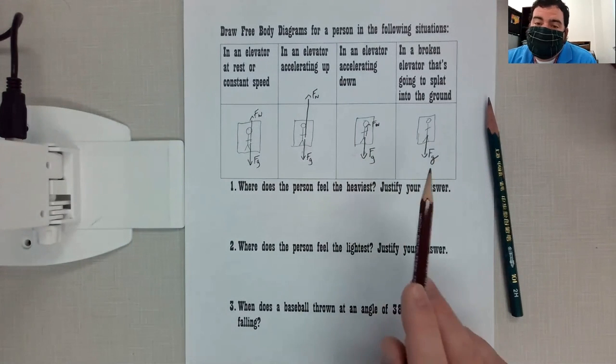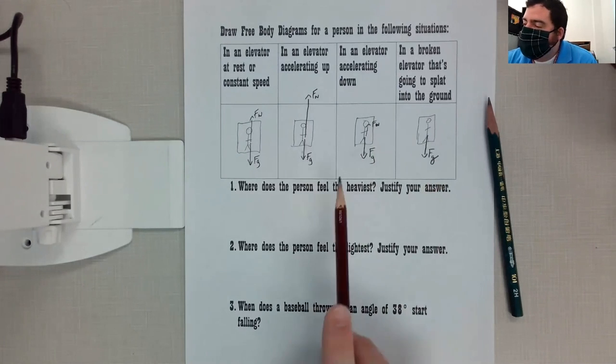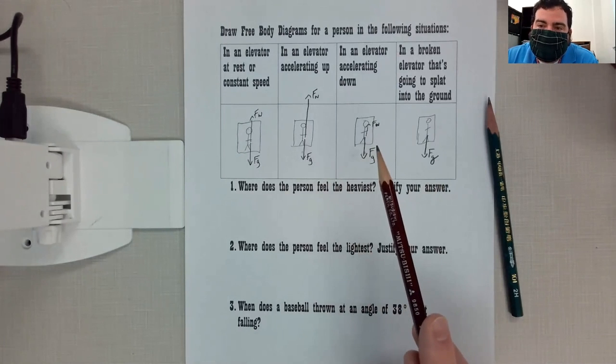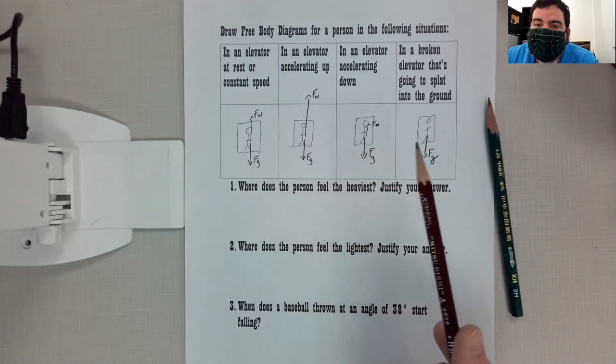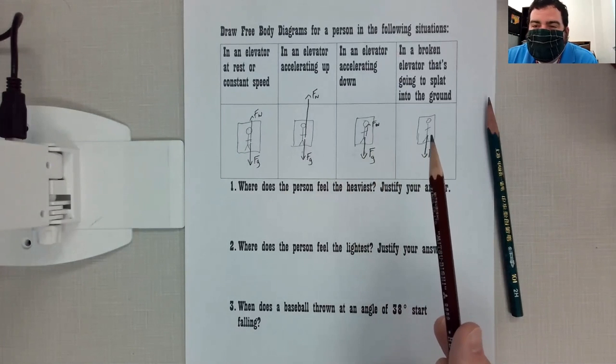So that gets us to this situation here. Obviously kind of traumatic. But if you accelerate more and more down, the normal force is going to drop more and more. It's going to be less and less. What if the elevator's got its cable cut? What are you going to feel?